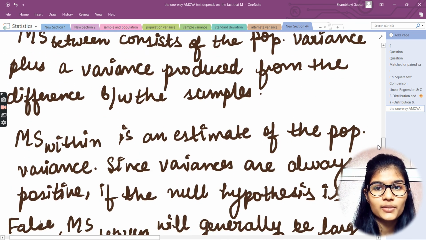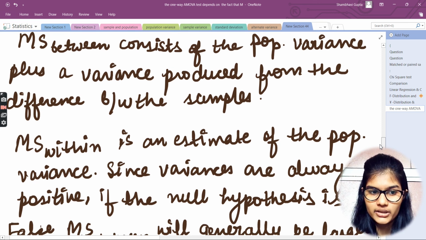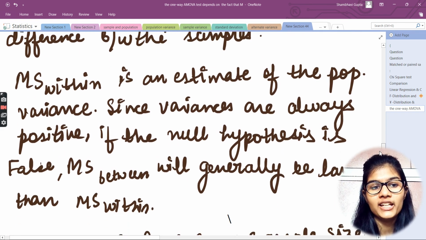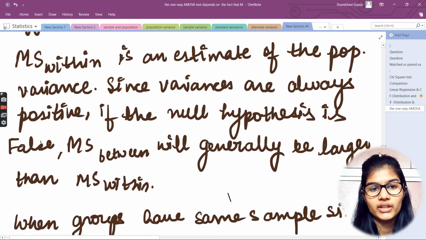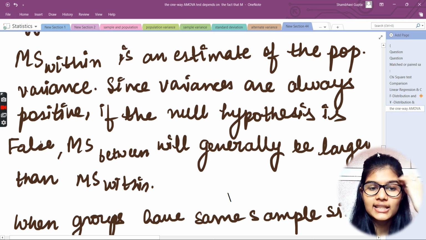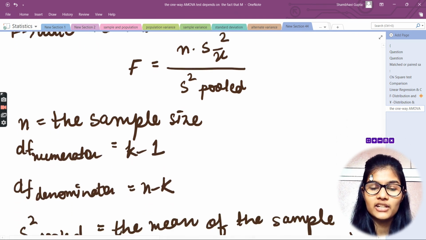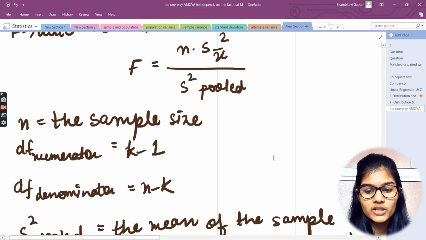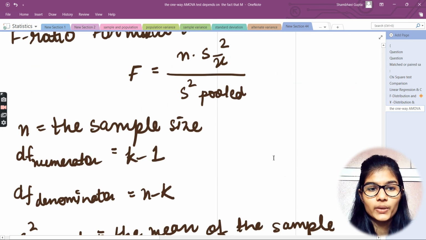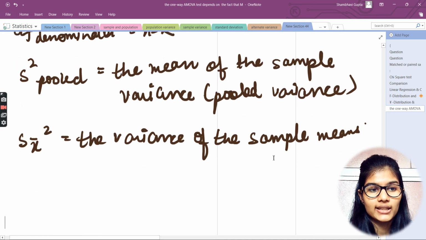MS between consists of the population variance plus a variance produced from the difference between the samples. MS within is an estimate of the population variance. Since variances are always positive, if the null hypothesis is false, MS between will generally be larger than MS within. When the groups have the same sample size, the F ratio formula is F is equal to n times S x bar squared divided by S squared pooled. n is the sample size. DF numerator is k minus 1. DF denominator is equal to N minus k.